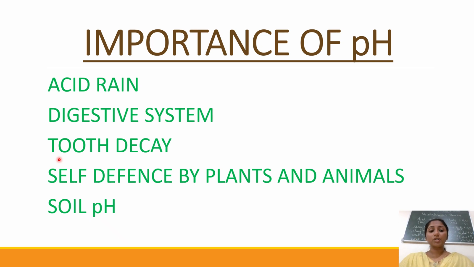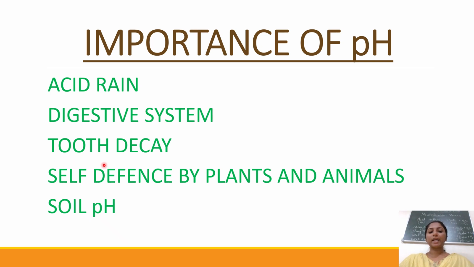Okay, so to reduce this tooth decay, we are using toothpaste. So what is within this toothpaste? Toothpaste actually has basic components. So if we are using toothpaste, what is the use? We can neutralize the acidic nature within the mouth by the addition of this type of base by using toothpaste. Okay, so that's all about the tooth decay.